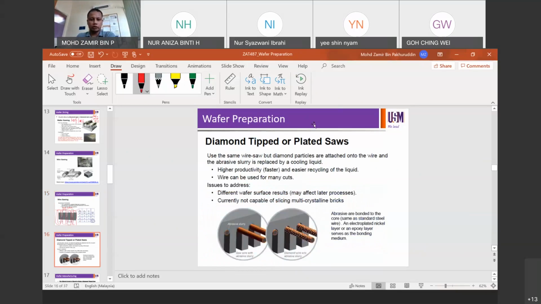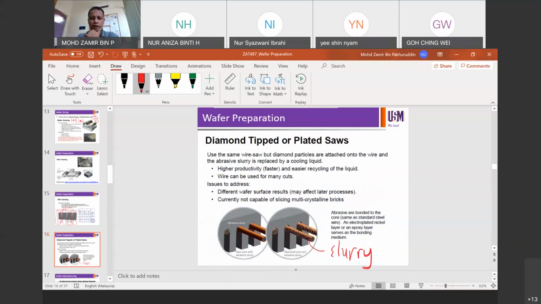So plated saws can also be used, diamond tip plated saws. The grains that you can see here are actually abrasive slurry. The slurry will help the cutting process and make it more efficient. Because with those grains it is easier to cut. It's more efficient.